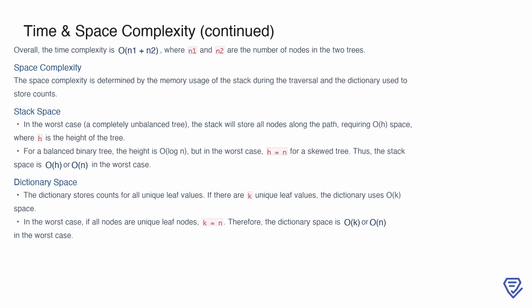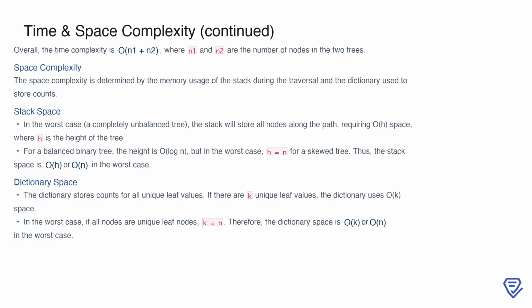Shifting focus to the space complexity, it is influenced by the stack used during traversal and the dictionary storing leaf counts. Starting with the stack, in the worst-case scenario of a completely unbalanced tree, the stack will hold all nodes along the longest path, requiring O(h) space, where h is the tree's height. For a balanced binary tree, the height is O(log n), but for a skewed tree, h can be as large as n, leading to O(n) space usage in the worst case.